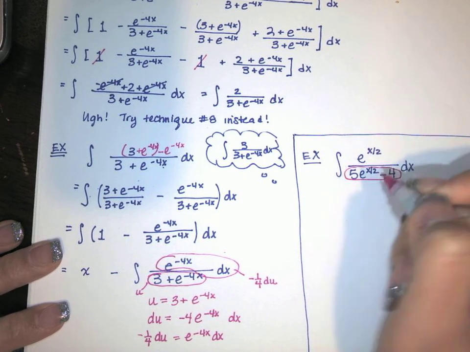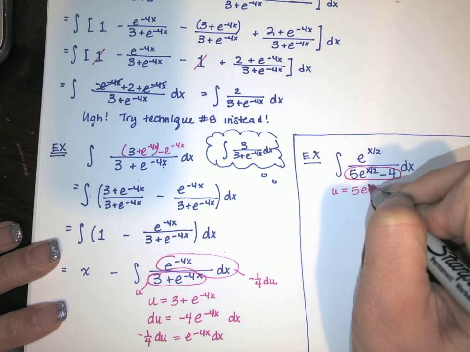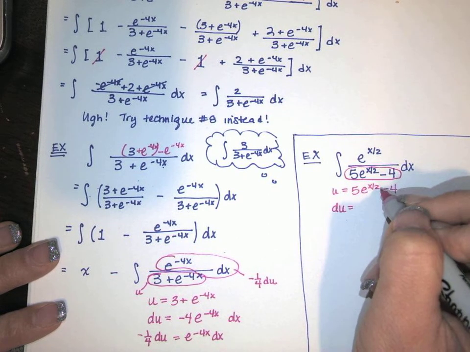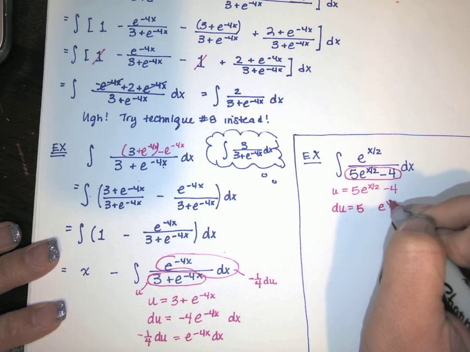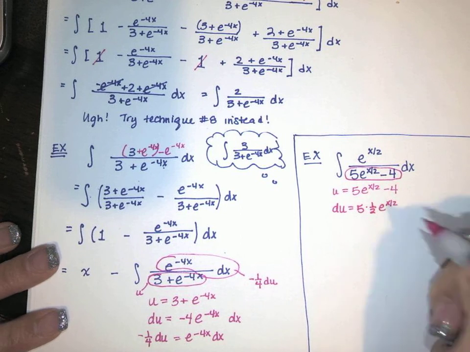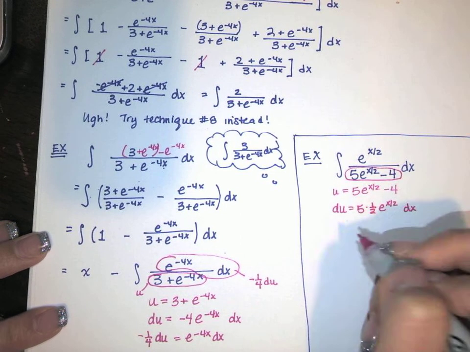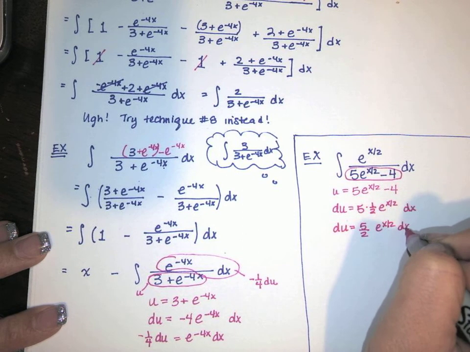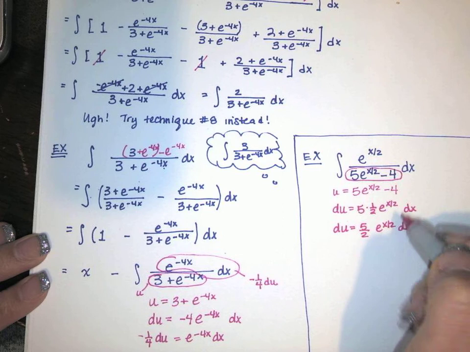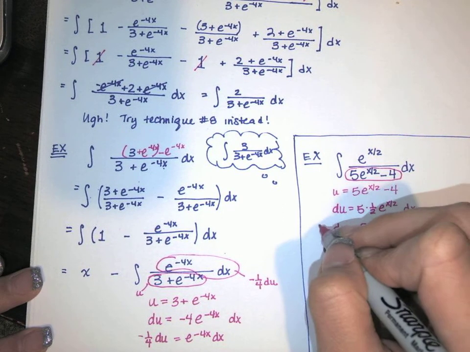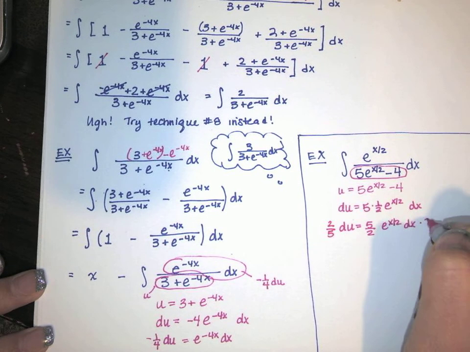I'd let u be the entire denominator. Compute du, 5 times the derivative of e to the x over 2. It's the same exponential. Derivative of the inside is 1/2. Don't forget the derivative of the inside by the chain rule, times dx. I want to get this exponential by itself because I have an e to the x over 2 dx as a factor. It doesn't have a 5/2 out front. So I'm going to multiply both sides by 2 over 5. Gets rid of that and that.